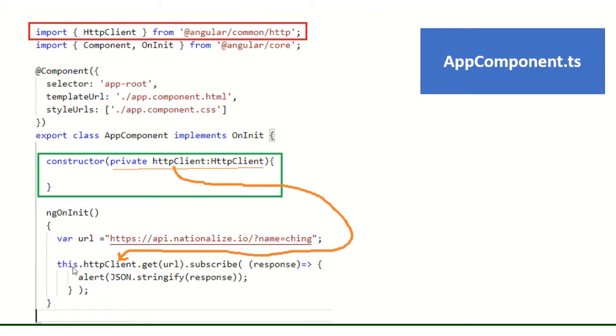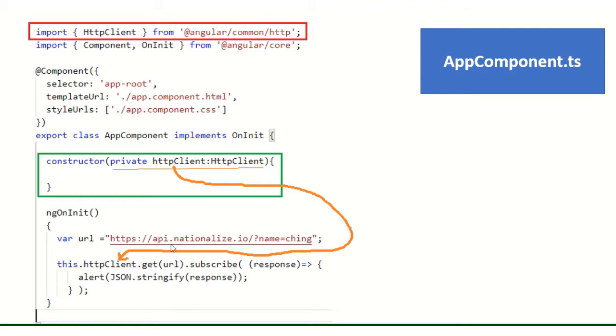So it is saying this.httpClient. HttpClient is a private property of this class, the app component class, and this means the object of app component. So this.httpClient.get(url) means the URL of the web API. Then .subscribe, then the code response within brackets, then the arrow symbol, and we are alerting JSON.stringify(response). This much code we have to write.